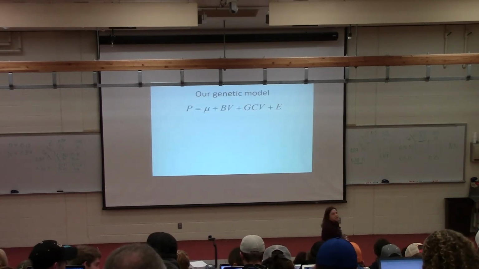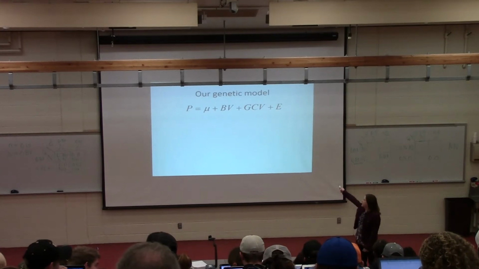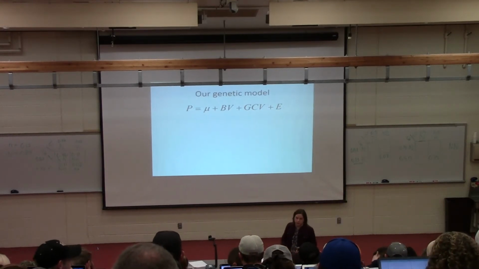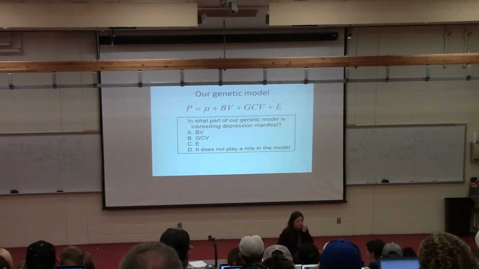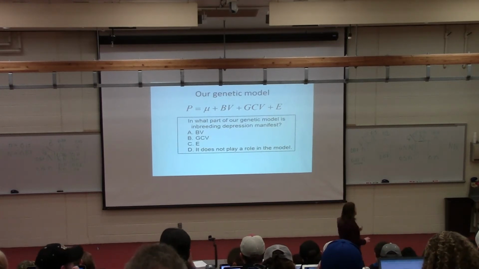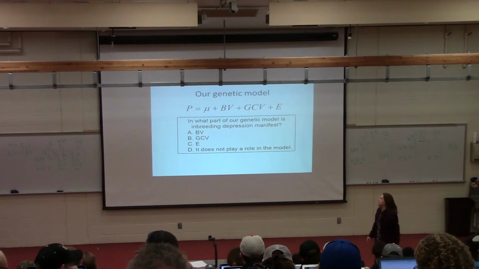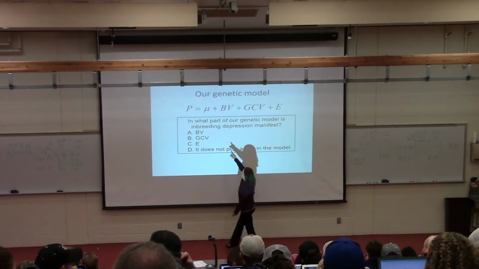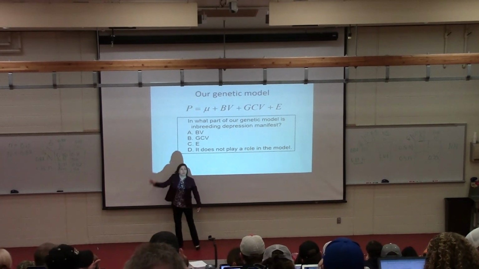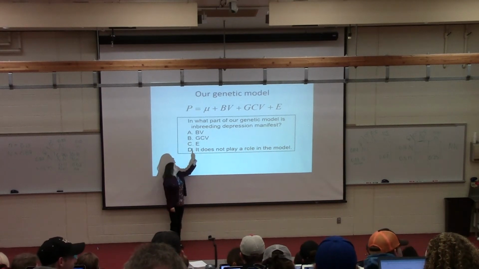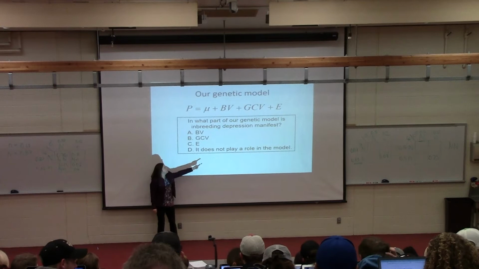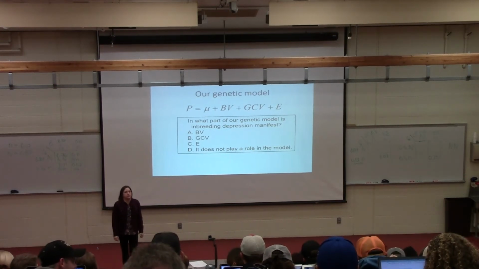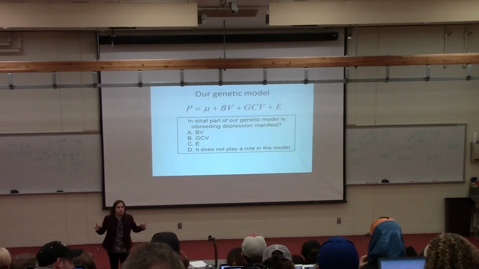Okay, so I want you to think about this. This should look familiar. We have our genetic model. In what part of this model does inbreeding depression come into play? Does it come into play in the breeding value, the GCV, the E, the environment, or maybe it doesn't play a role in the model? Think about it for a second. Chat with your neighbor. We're going to do a vote.